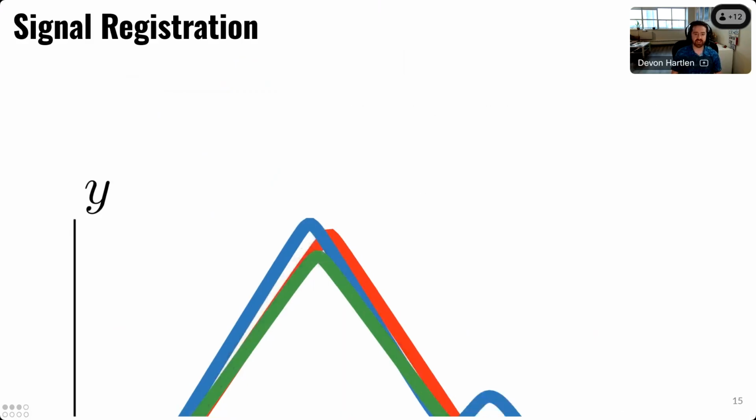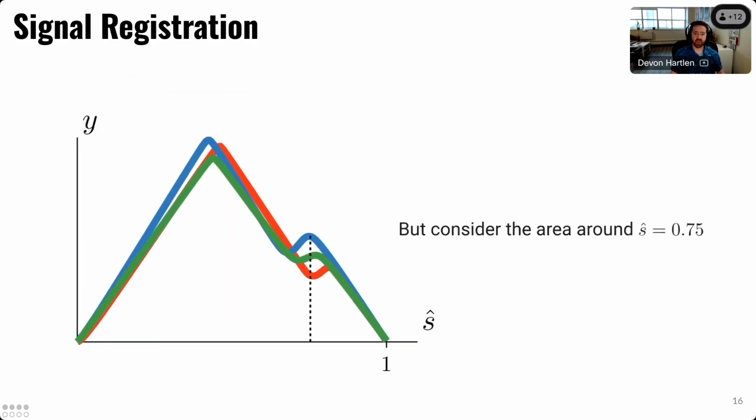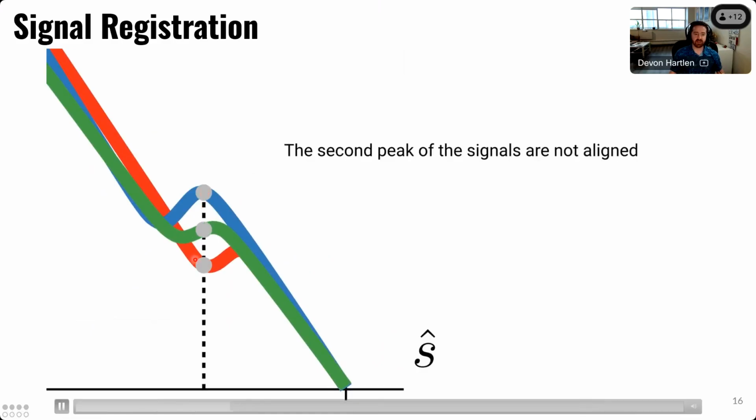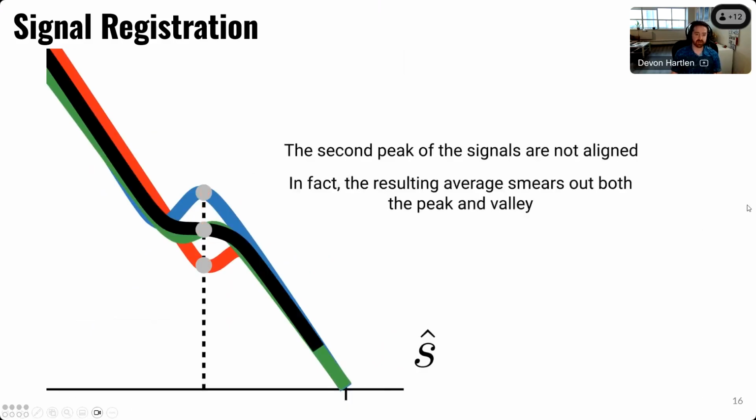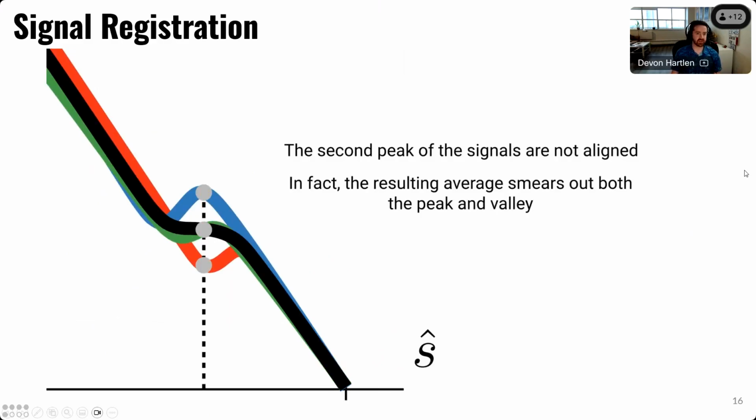But let's look at another example. Let's zoom in on an arc length of 0.75. Here, we have a case of a peak, a valley, and something in between. And if we draw an average through this with respect to arc length, we actually completely smear out that shared feature, which is not ideal. All of these signals share a valley, a valley, and a peak. We would expect the average response to also share that.